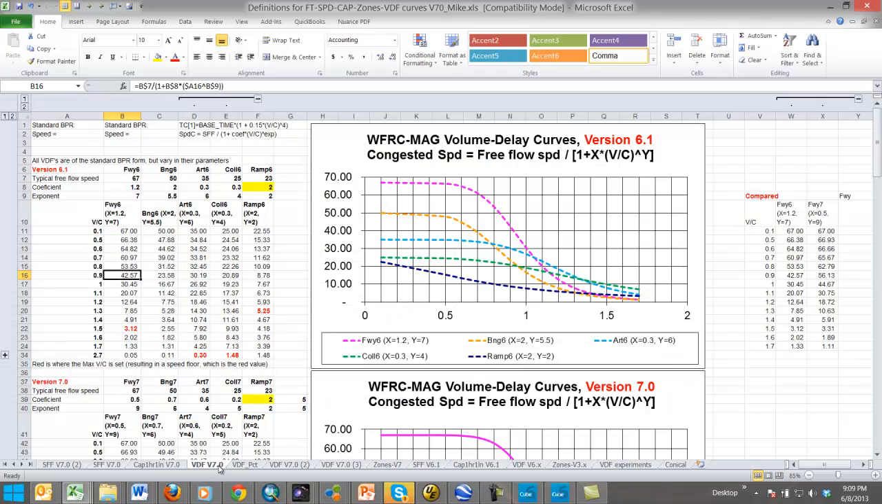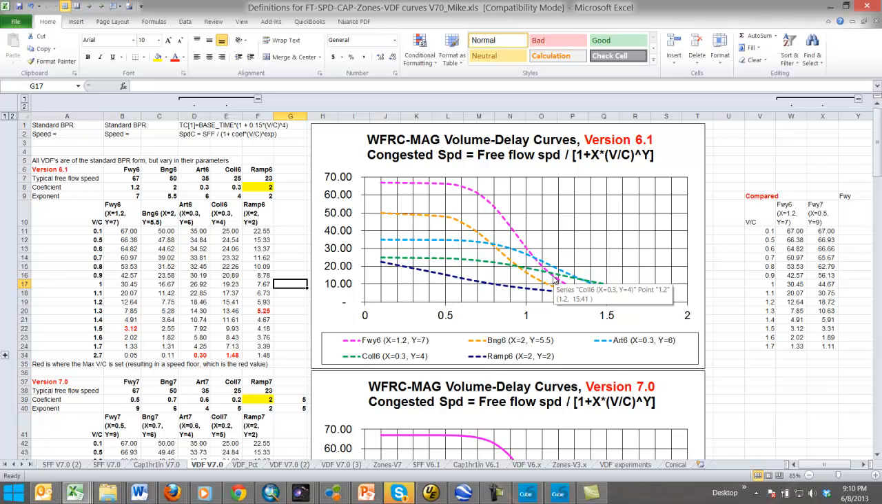Okay, so let's look at these volume delay functions. This is one of the key elements of our model, and virtually all models have something akin to this as well, where they degrade the speed on any given roadway based on how many cars were on that roadway in the last iteration of the assignment, in the latest iteration.